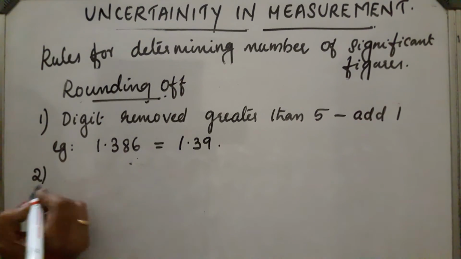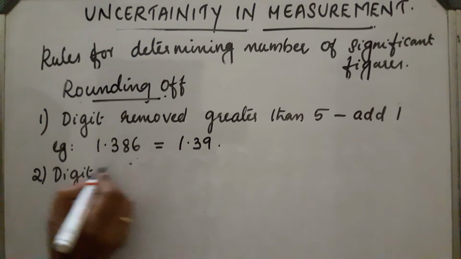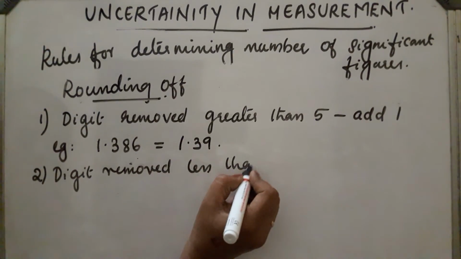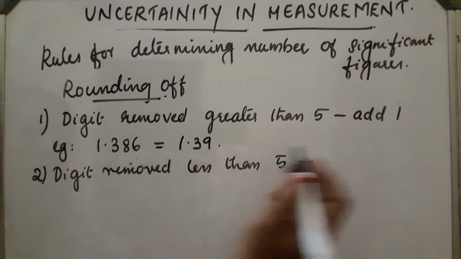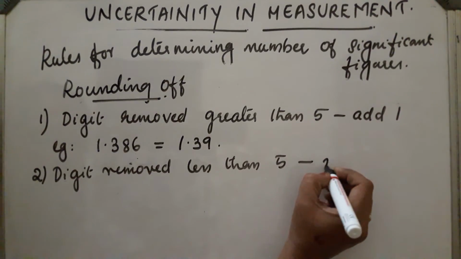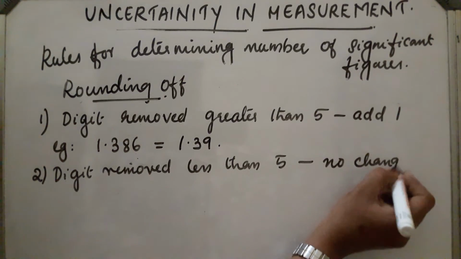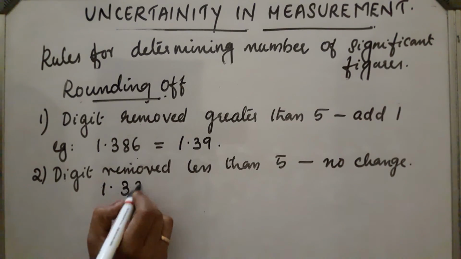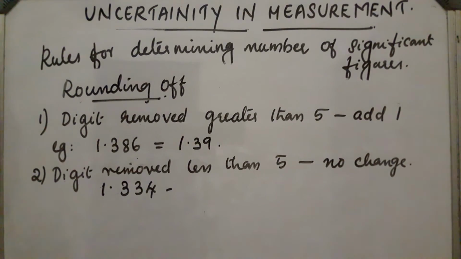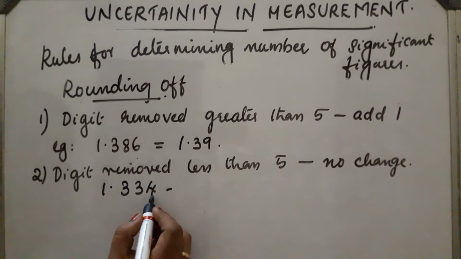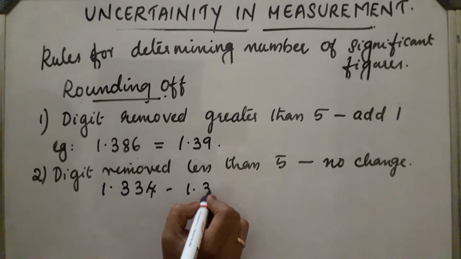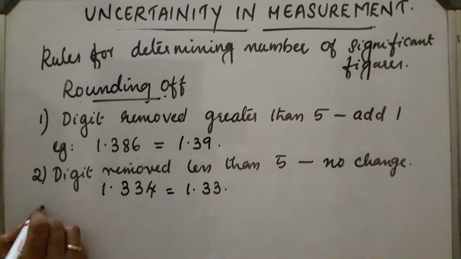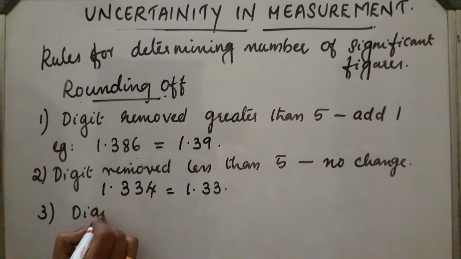Okay. Now, second case, the digit removed is less than 5. Then no change. Okay. Take another example, 1.334. How can we write this? The third digit is less than 5. So we have to write as such. Okay, like this.